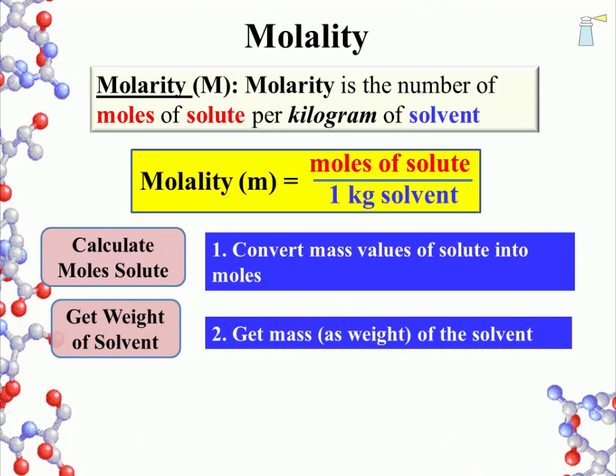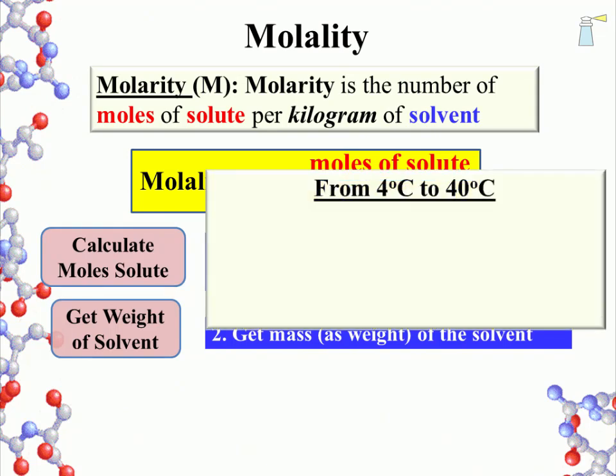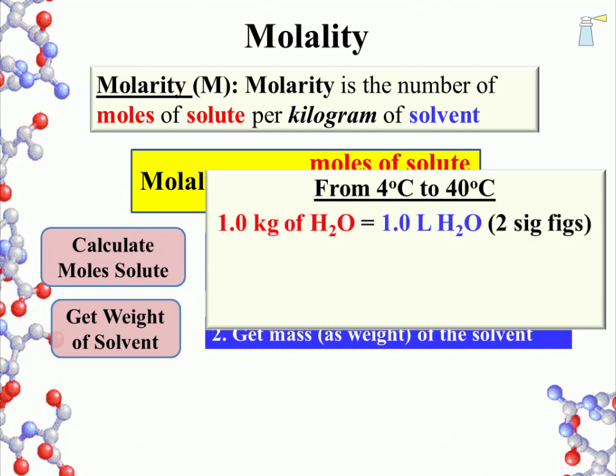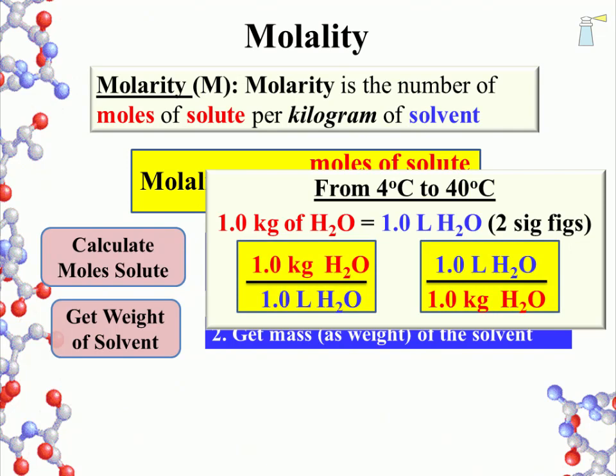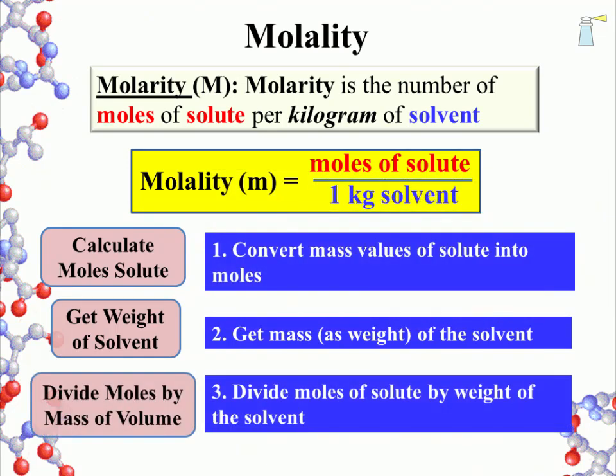A convenient relationship exists between the weight and volume of water, which is the most common solvent found in our studies. Between the temperatures of 4 degrees and 40 degrees Celsius, to two significant figures, 1.0 kilograms of water is equal to 1.0 liters of water. That allows the following conversion factors. Moving between weight and volume of water in this temperature range is very straightforward. The last step is to take the moles of solute from step 1 and divide them by the kilograms of solvent in step 2. Two examples will help solidify the process.